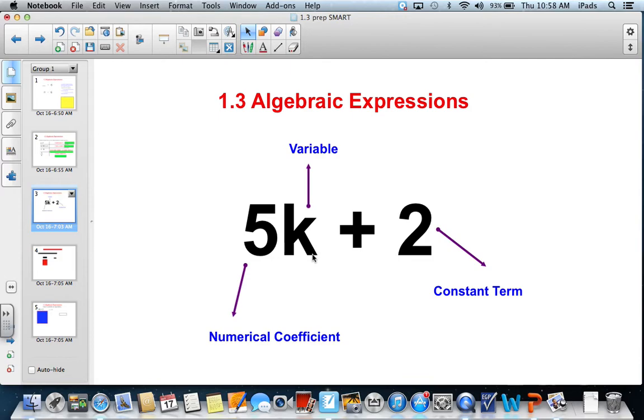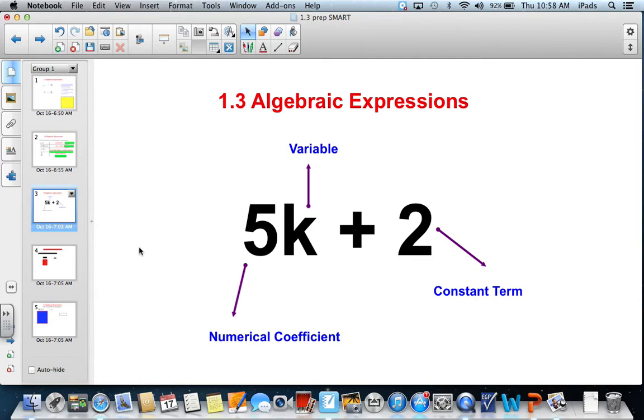Now, each of these letters and numbers has a specific name. And in this case, the k is the variable. We don't know what that k is. It represents a number that we don't know. So it's called a variable because it will vary depending on what we put there.